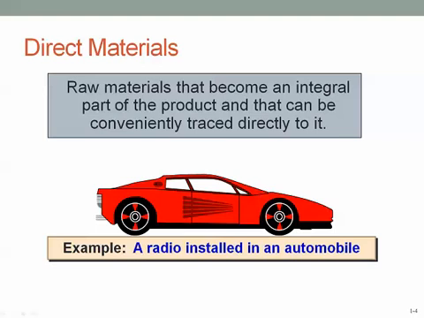Direct materials are the raw materials that become an integral part of the finished product and whose cost can be easily and conveniently traced to it. Examples of direct material costs would be the engines on a Boeing 777, the Intel processing chip in your personal computer, the radio in an automobile. The seat and the legs of the chair that you're likely sitting on right now would also be considered direct materials.